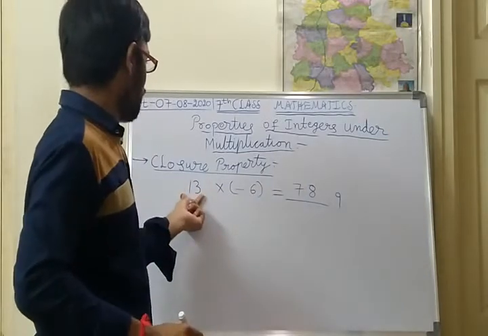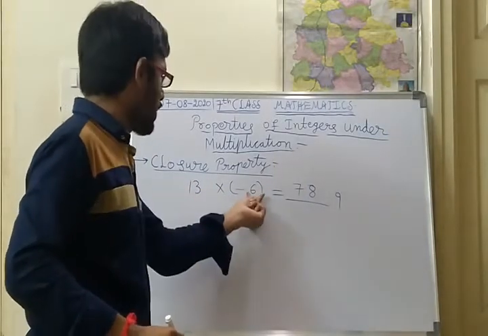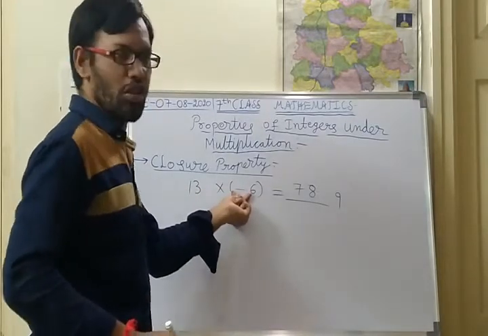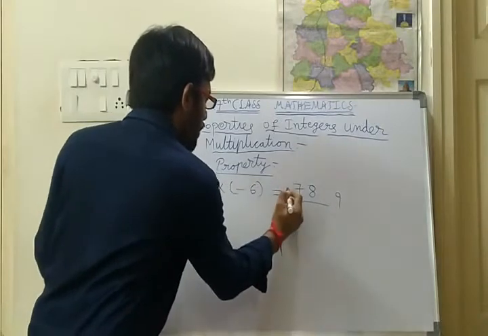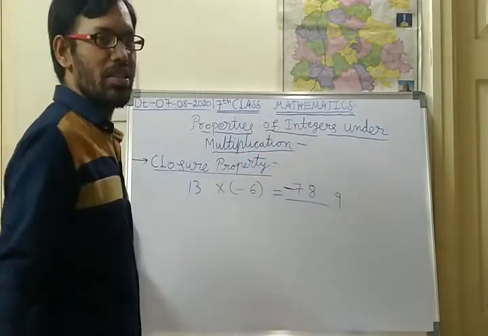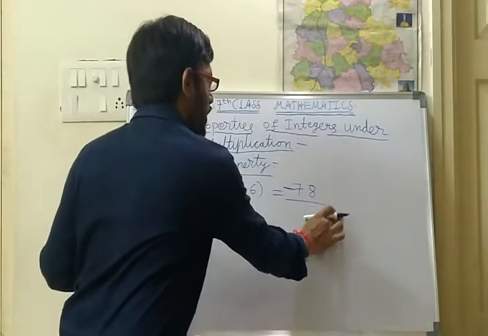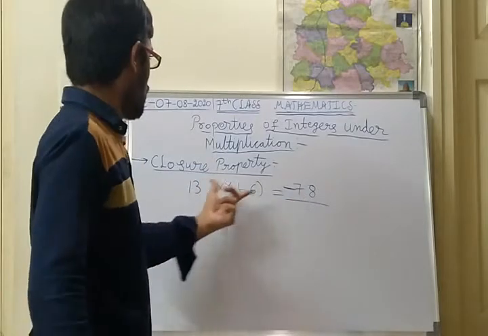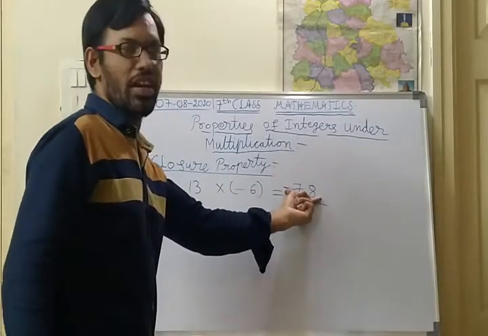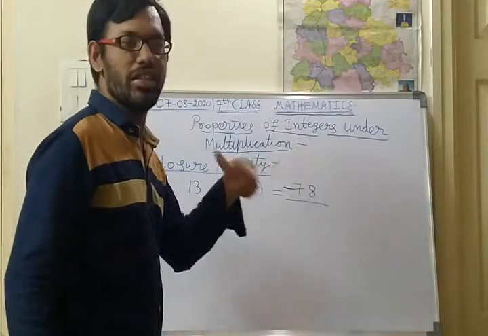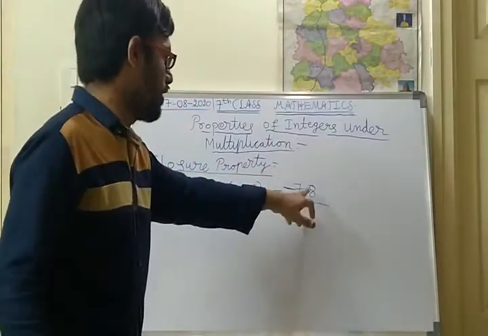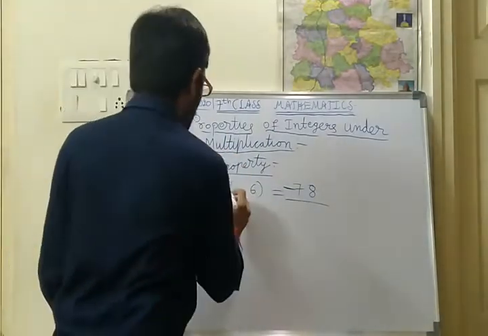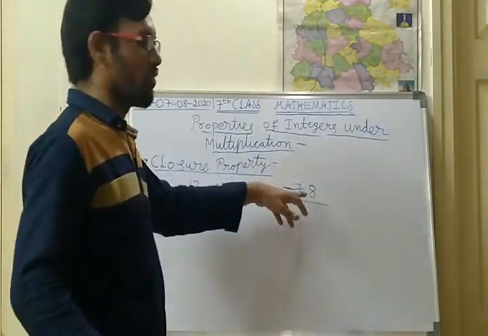Here this is a positive number, this is a negative number. So plus into minus, we should also check the symbol. Plus into minus is minus. So the result will get a minus symbol. So 13 into 6 is 78, and here minus 78 came. Is minus 78 an integer or not? Yes, obviously, all the negative numbers are integers only. So here closure property is satisfied.